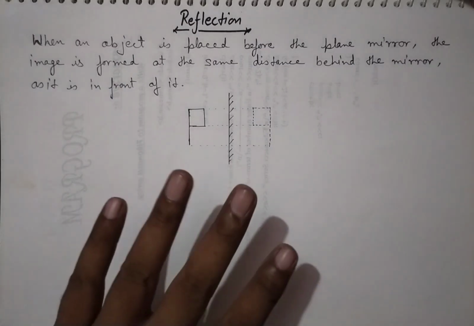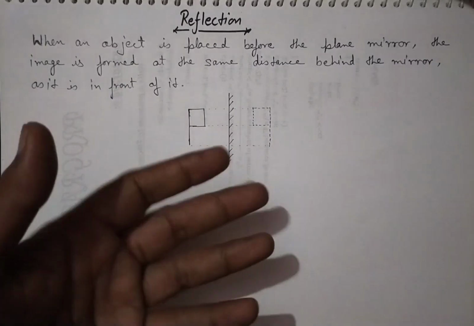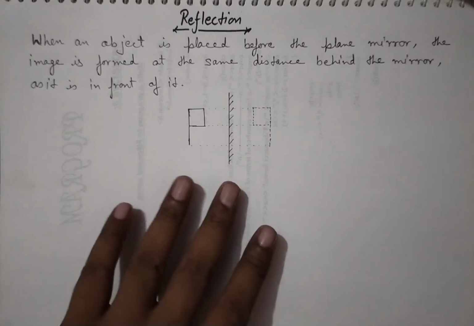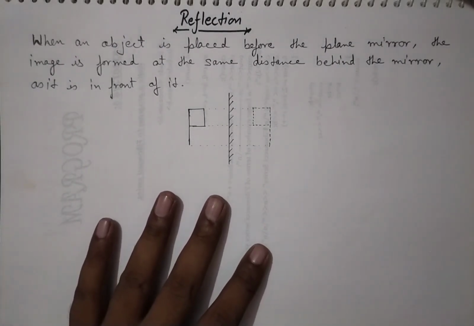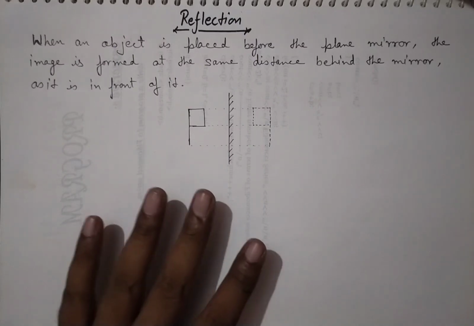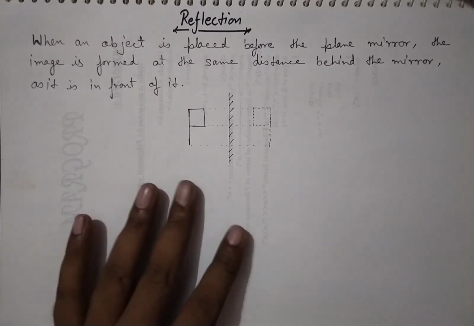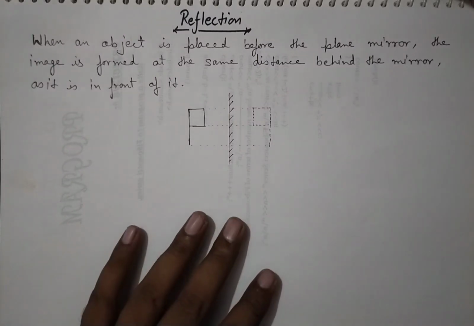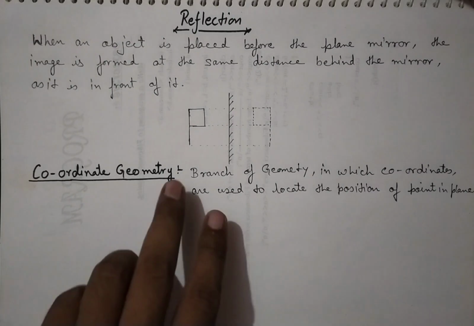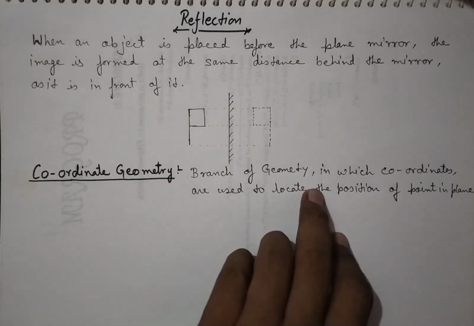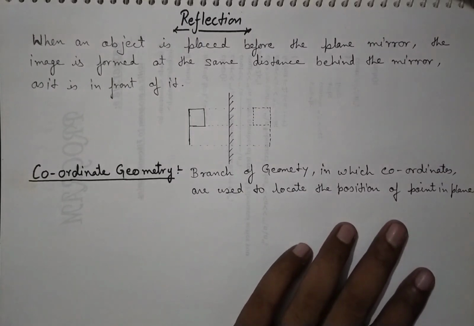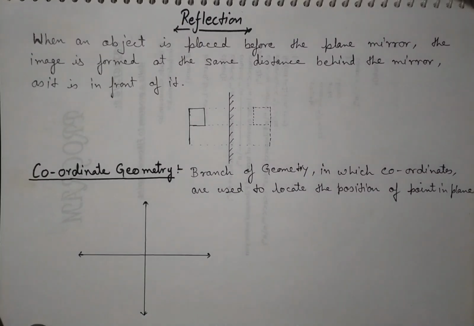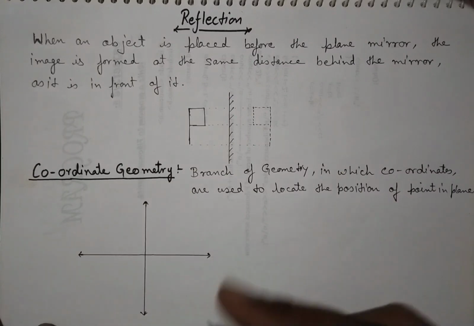Now, this we have studied in physics, and here in mathematics we are going to study this topic with the help of coordinates, and that too in coordinate geometry. So very first of all, what is coordinate geometry? Coordinate geometry is the branch of geometry in which coordinates are used to locate the position of a point in a plane. Now here we have a Cartesian plane.